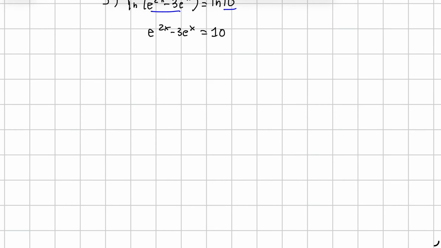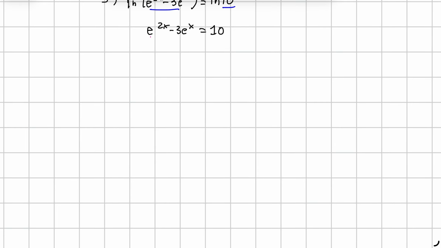Now you can rewrite using substitution. We have e to the power of x in both of these terms, so that's convenient for us. We're going to let u equal e to the power of x. So we can rewrite e to the power of 2x as u to the power of 2. So this e to the power of x was u.